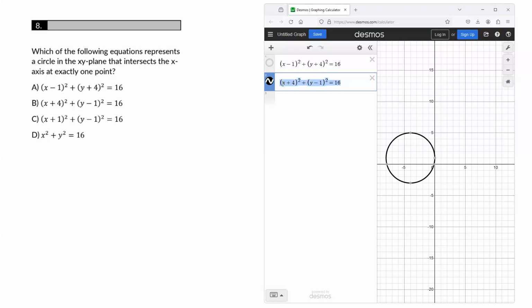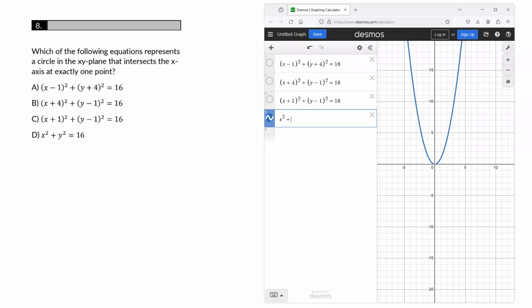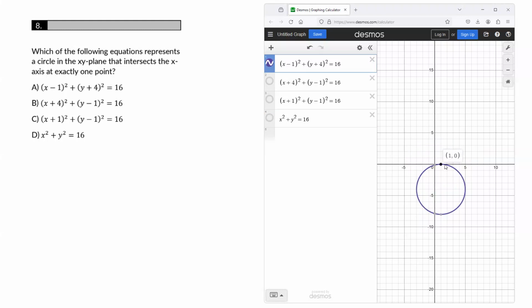Again, I can copy and paste. I just wanted to show you that that works on Desmos and it can make your life go a little faster. It's going to be an x plus 1 and a y minus 1. I see two x-intercepts, so this is not the correct answer. And the last one is going to be centered around the origin, x squared plus y squared equals 16. It intersects the x-axis in two places. So as we demonstrated at the very beginning, A is the correct answer here. We've got our one and only x-intercept, so A.